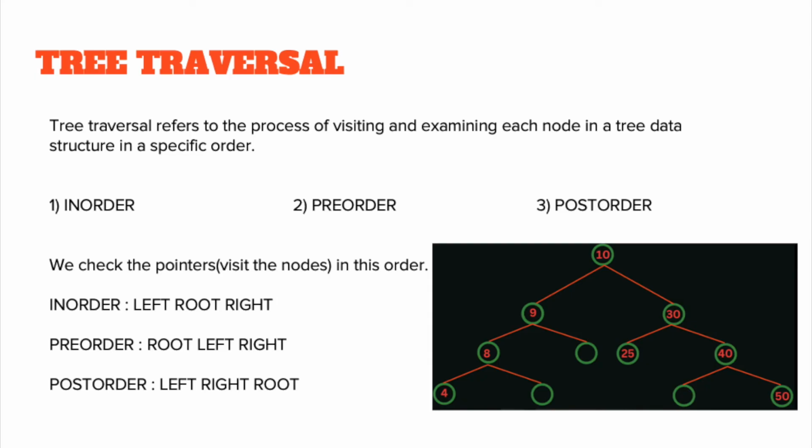In order means the root is in the middle, A plus B. Pre-order means that the operator, or the root, is at the front, so it's plus A B. And post-order means that the operator is at the end, so A B plus.